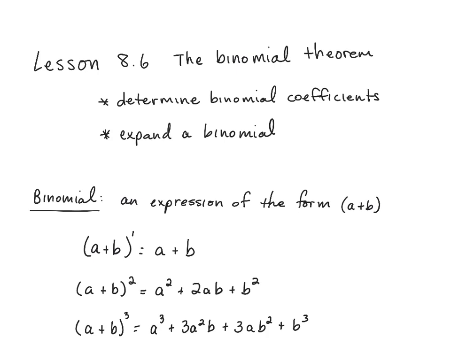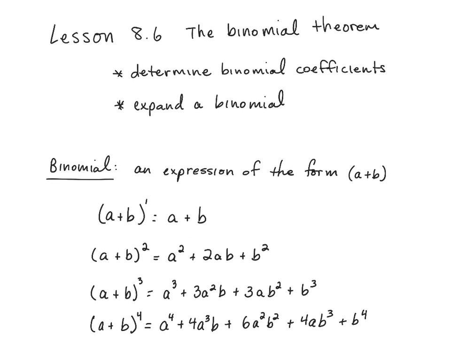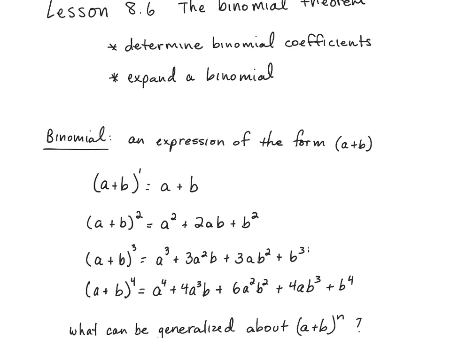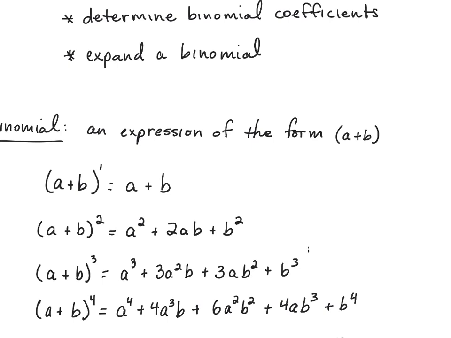So a binomial, really binomial means two terms. It's an expression of the form a plus b. It has two terms. And expanding a binomial means we take a binomial and raise it to a certain power, like a plus b squared or a plus b to the fourth. So on a small scale, you can see here I've written some of the expansions.